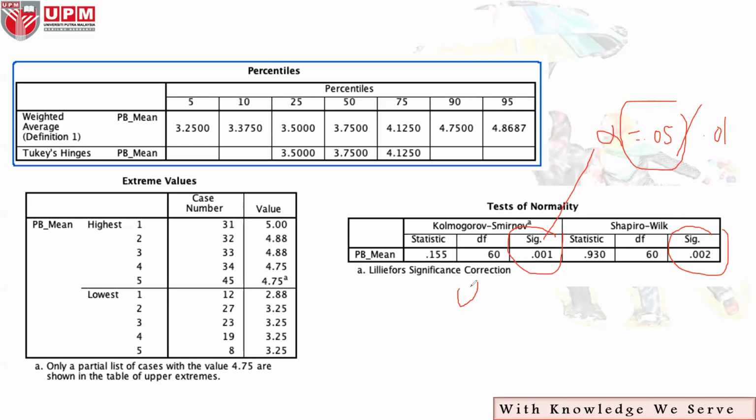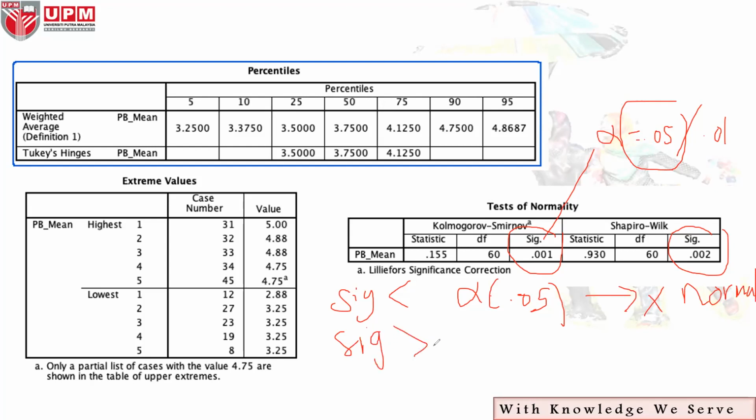Once again, if our significant value is lesser than alpha 0.05, therefore not normal. That is the reverse. What was answered earlier was wrong. Okay, if our significant value is larger than or equal to alpha 0.05, therefore our data is considered to be normal.